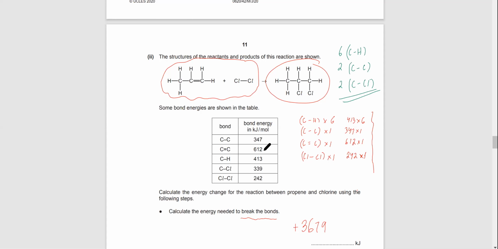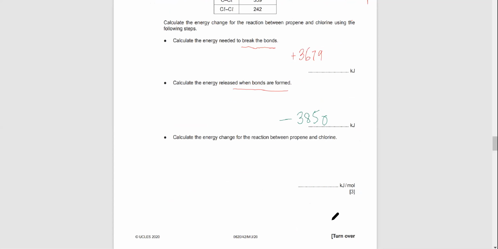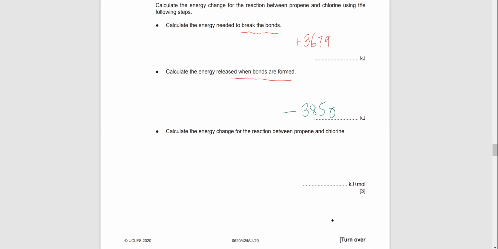Okay, so it's 3850. और ये minus होगा. ठीक है, remember when bonds are formed, energy is released. Exothermic is minus. So वो कह रहा है calculate the energy change for the reaction between propene and chlorine. वो इन दोनों का sum होगा. So इतनी energy चाहिए थी, 3679, to break the bonds, and this is the amount of energy that is released when new bonds are formed.